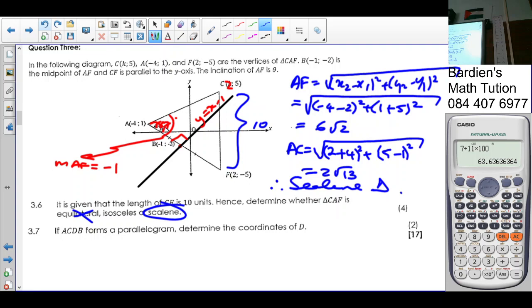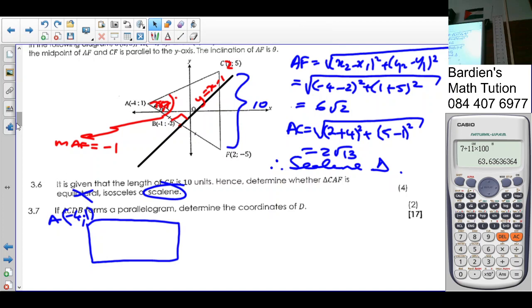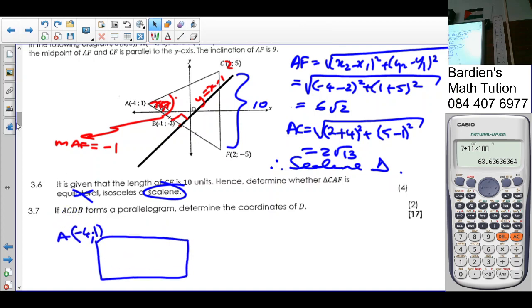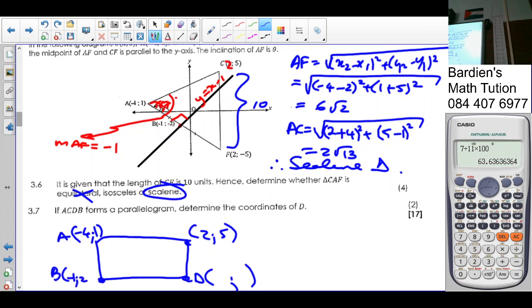Then the next question says, if A, which is negative 4 and 1, let me move this down a bit. A, which is negative 4 and 1, C, in this order, 2 and 5, D, which is not on here, and B, which is negative 1 and negative 2. So in other words, this is normally the question that comes in here, negative 1 and negative 2. Is a parallelogram. Determine the coordinates of D.